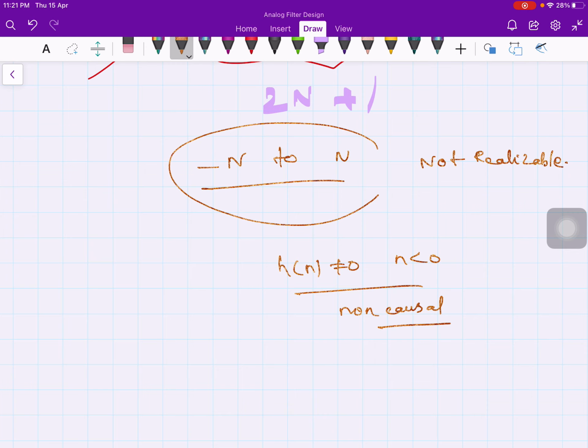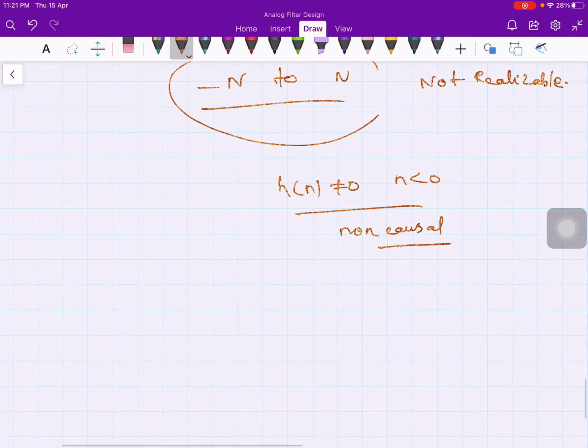So what is the solution for this? The solution is very simple. You simply multiply the whole thing by z to the minus capital N. Agreed? Simply multiply the resulting transfer function by z to the minus N. If you do that, then it will become a causal function, and then you can realize this. Once you multiply by z to the minus N, it's easy to realize it.